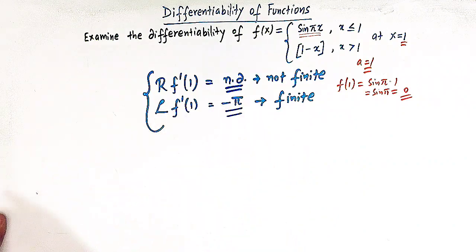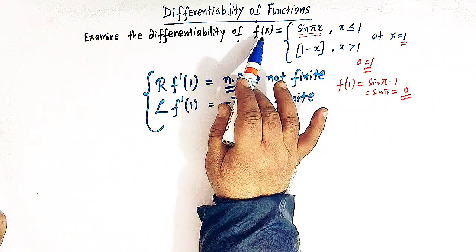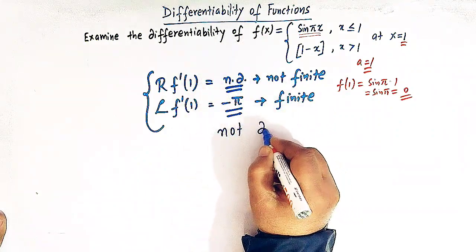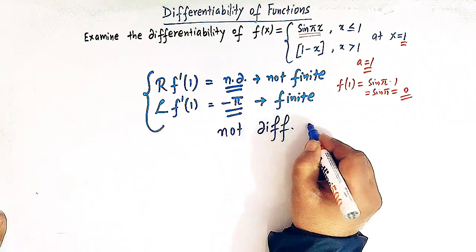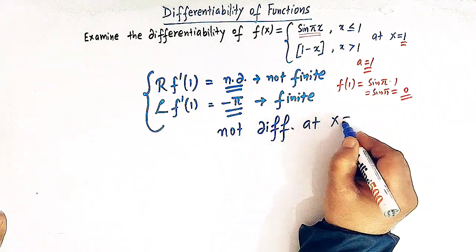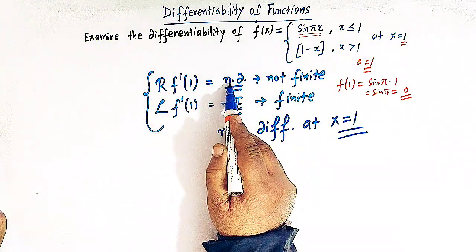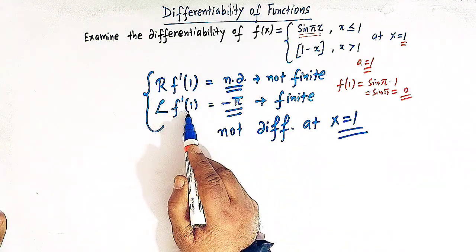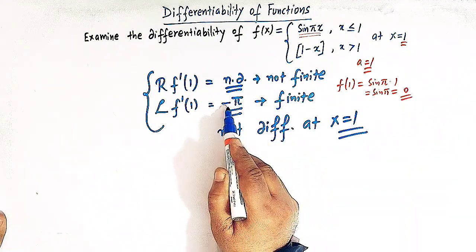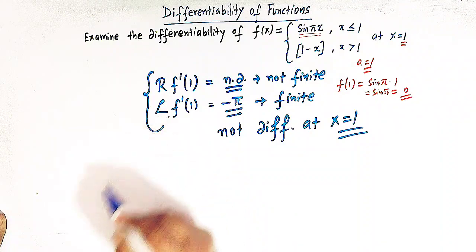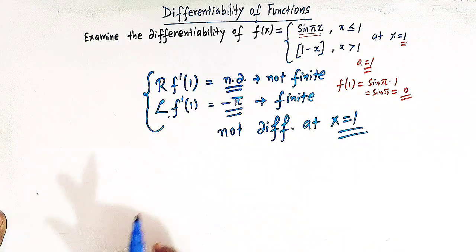So we can claim that this function f of x is not differentiable at x is equal to 1, right? Because the right hand derivative is not defined and the left hand derivative is finite and it is equal to minus pi, right? So both the derivatives are not equal to each other. So this function is not differentiable at x is equal to 1.